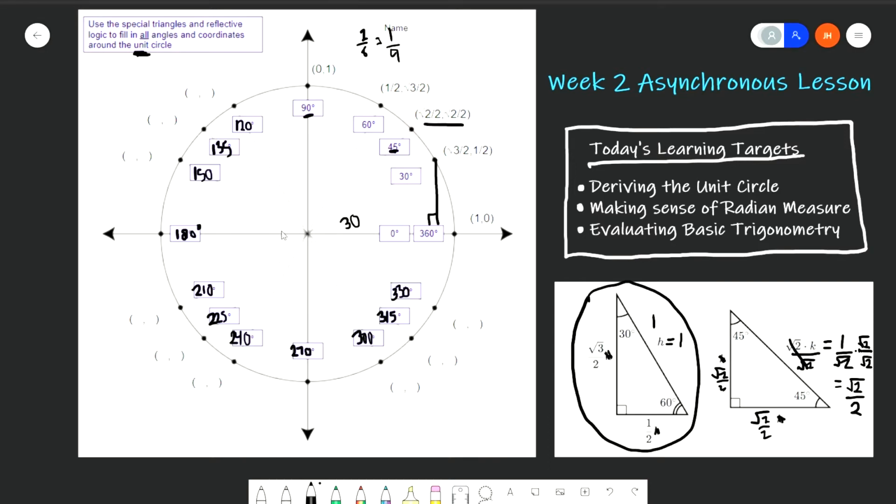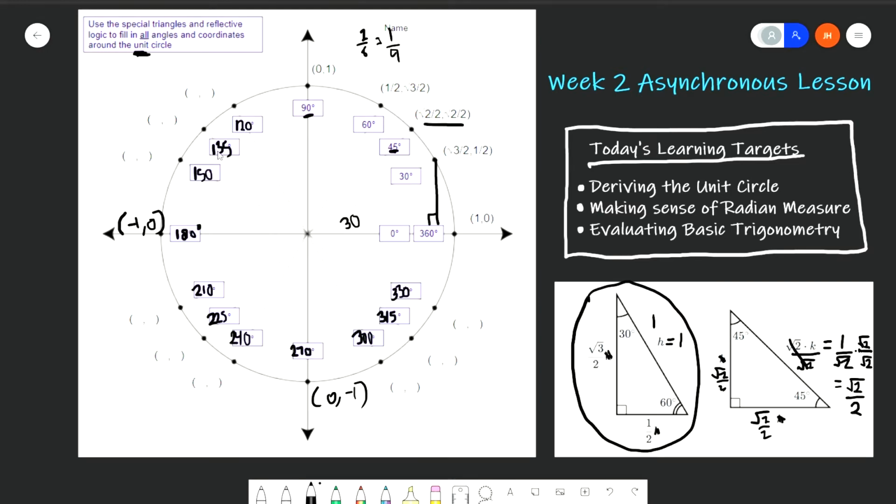First of all, it's really easy to do the ones that are on the axes, right? Because the unit circle has a radius of 1. I know that this coordinate here is -1, 0. And I know that this coordinate here is 0, -1. Okay, those are the easy guys. Now let's look at some of our angles here. All right.